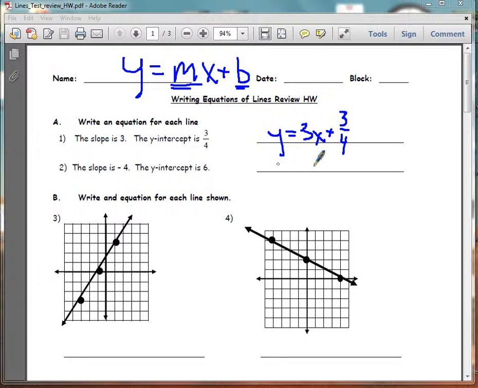All right, the next problem, same thing. You got the slope right. Negative 4x plus 6. All right, so once you understand that y-intercept is your b, then these shouldn't be a problem for you.